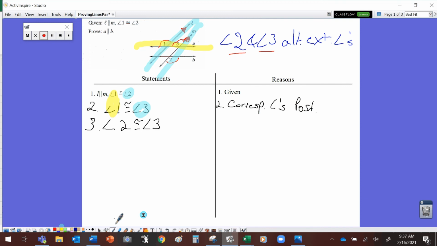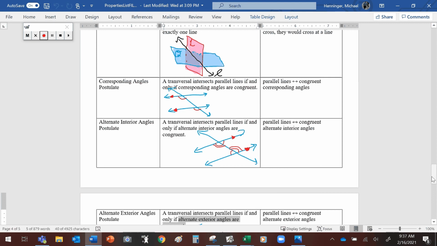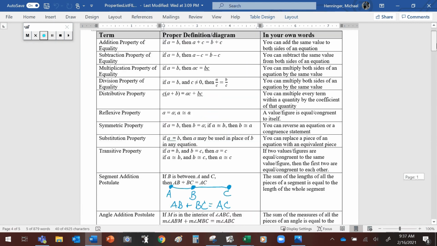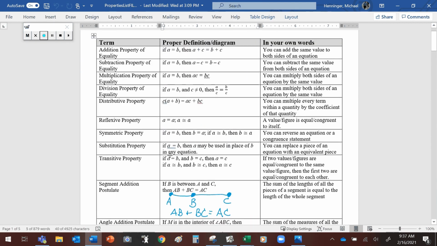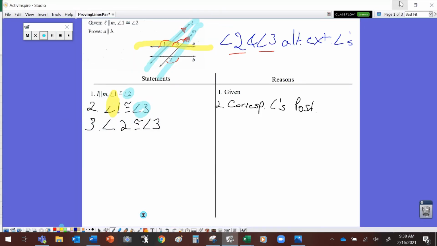So maybe we need to go back and take a look at that list of properties. Okay, what property says we can cut out the middleman? Well, the transitive property says if two values or figures are equal or congruent to the same value or figure, then the first two are equal or congruent to each other. So right here I have if A is congruent to B and B is congruent to C, then A is congruent to C. We're cutting out the middleman, B. That's what the transitive property says we can do. So now we list the transitive property as our reason.